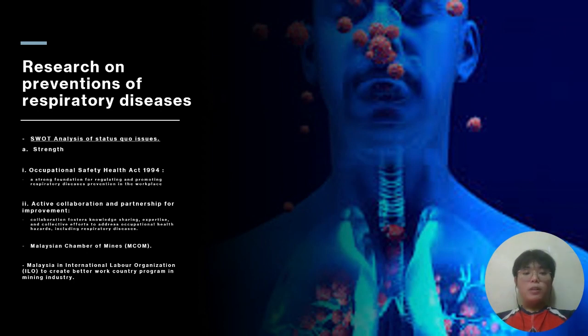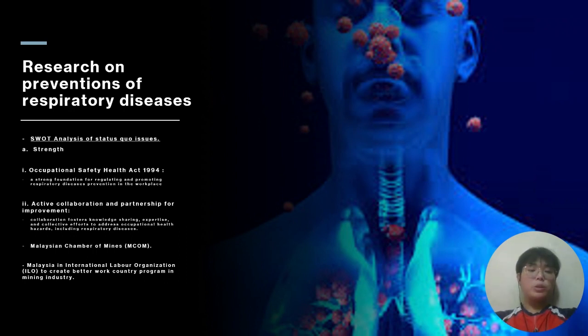So after touching on the legal provisions, we have conducted research on the prevention of respiratory diseases. While conducting this, we have to determine the strengths, the opportunities, the threats, and also the weaknesses towards this research topic. So we have done a simple SWOT analysis of status quo issues.